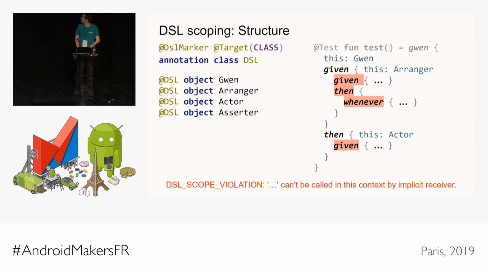And we can do this by adding a DSL marker annotation. The DSL marker annotation is applied to another annotation class. And if we use that annotation class to annotate our implicit receivers, then it will restrict which extension functions can be called on them. So the given inside the other given will be a compile error, because the closest implicit receiver is arranger and not Gwen, and given is defined as an extension function on Gwen.